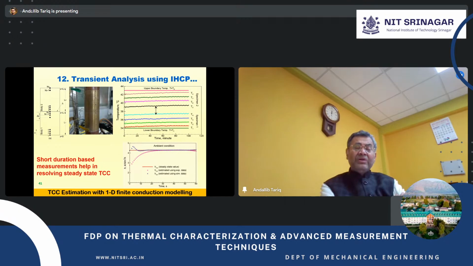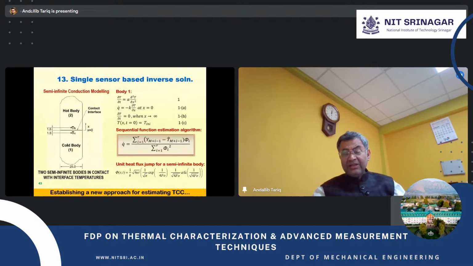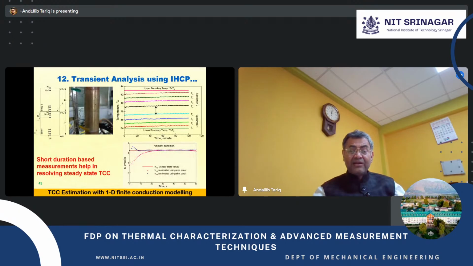What I did in the last class using the LCP in infinite conduction bodies, similarly here by using the short duration experiment, we can estimate the steady state. So we have tested this transient approach with different materials, say copper, brass, stainless steel, with different pressures, different roughness. We created a lot of data. Now in all that, the difficulty was that suppose two materials are there, five thermocouples at top, five thermocouples at bottom. If any thermocouple goes weird or is making noise or has some contact problem, that data will never allow the program to survive. It has to be very good.